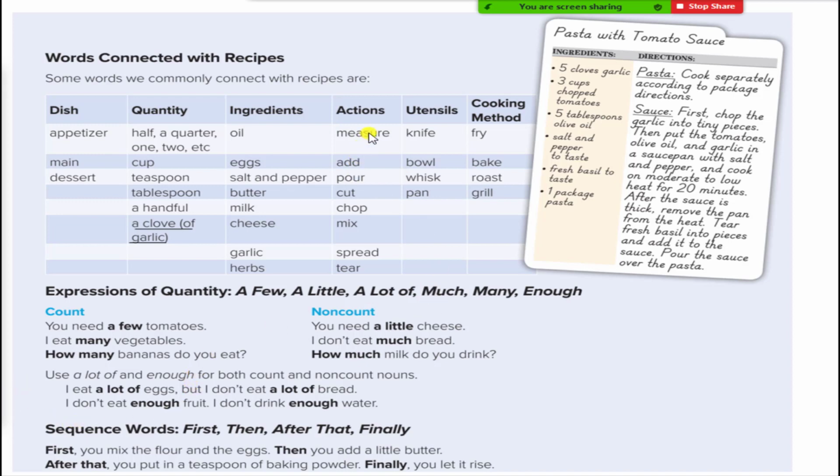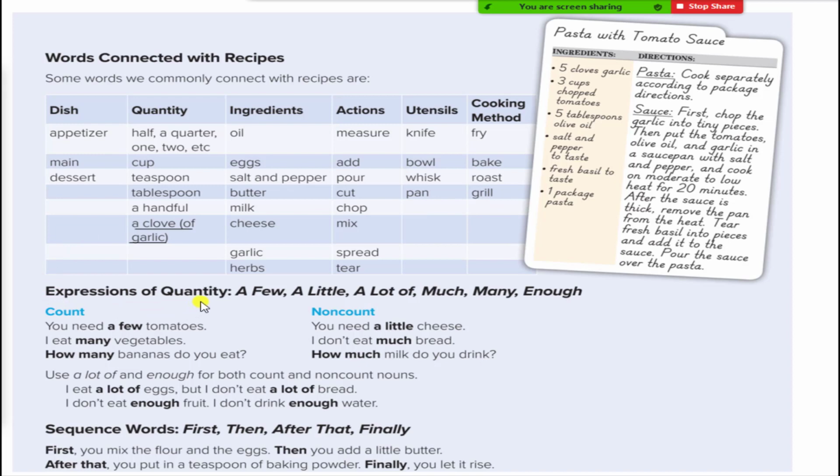And actions may be measure, add, pour, cut, chop, mix, spread, or tear. And utensils may be knife, bowl, whisk, pan. Cooking method, we can use these words: fry, bake, roast, and grill.